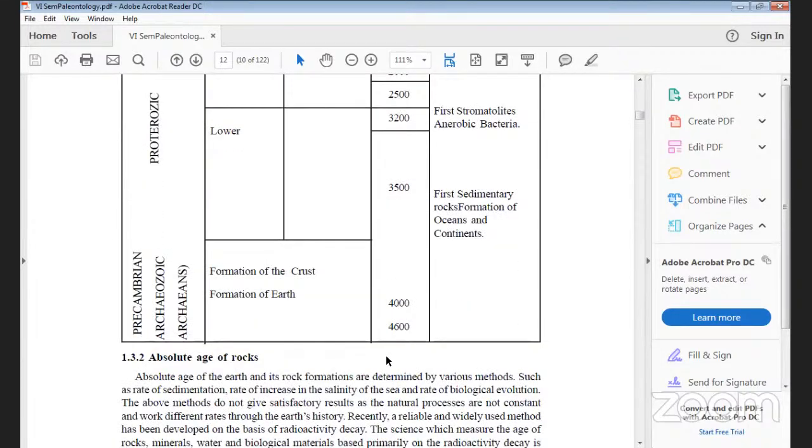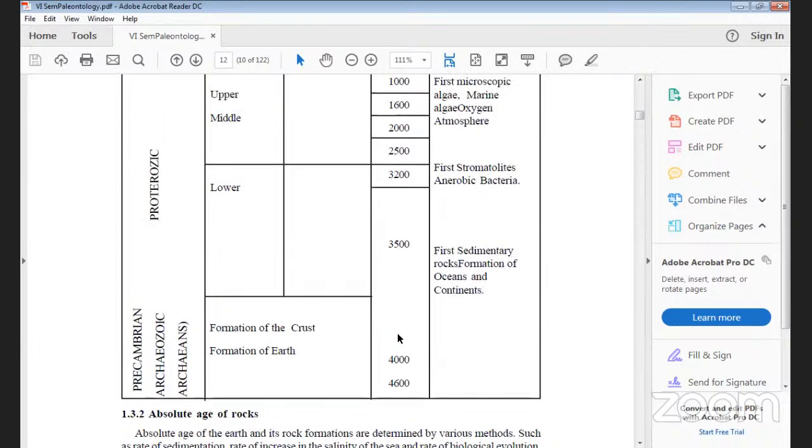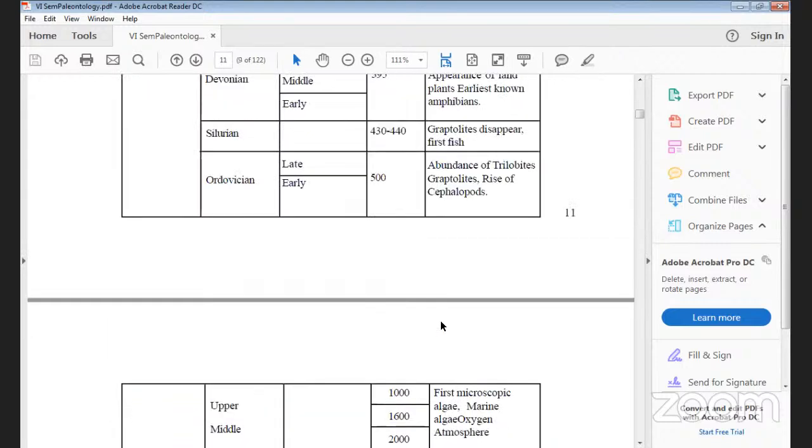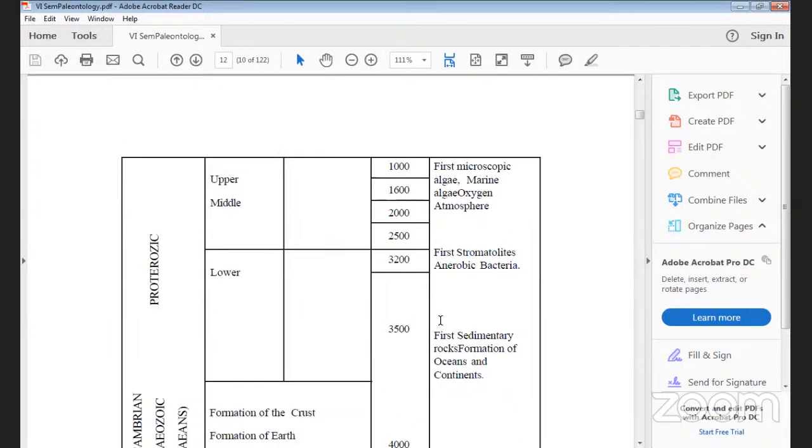There was no life here, and then slowly we step into the Proterozoic, and the Proterozoic again is divided into three periods. One is lower, second is middle, third is upper. In the lower age, it started from 3,500 million years up to 3,200 million years. The first sedimentary rocks were formed. After the formation, again we see the oceans and the continents.